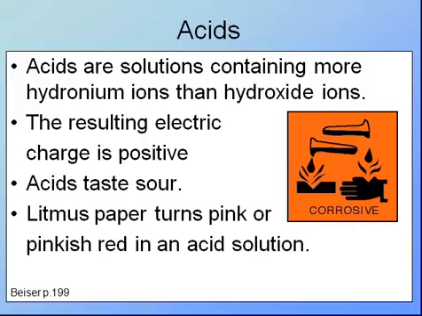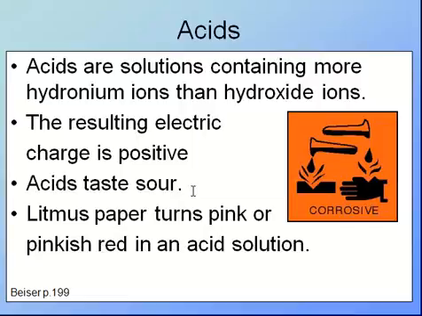The reason they're interesting is that if you get a whole bunch of hydronium ions together, we call that an acid. Acids are solutions that contain more hydronium ions than hydroxide ions. The resulting electric charge is positive because remember, we've got extra protons built in there. You know that acids taste sour. Lemon juice is a classic example of that. It has citric acid in it, and we certainly know it's sour.